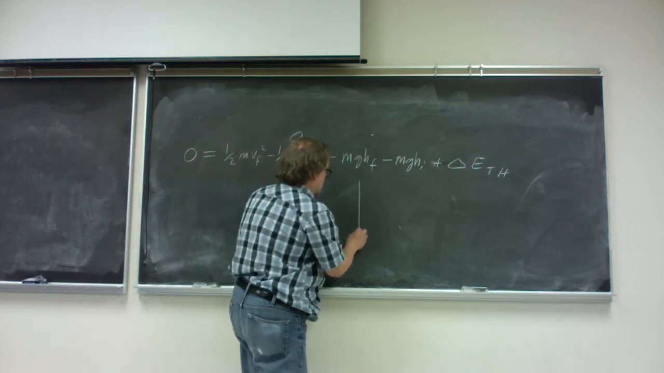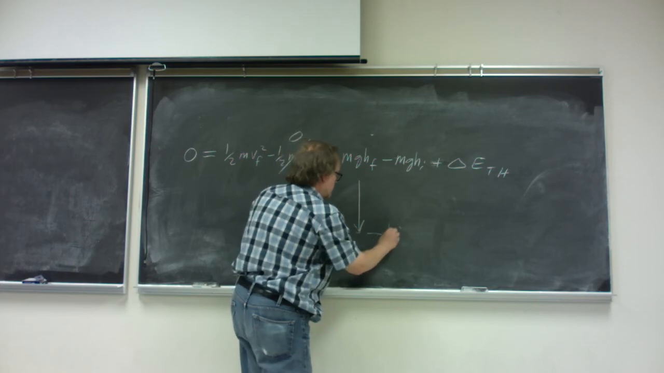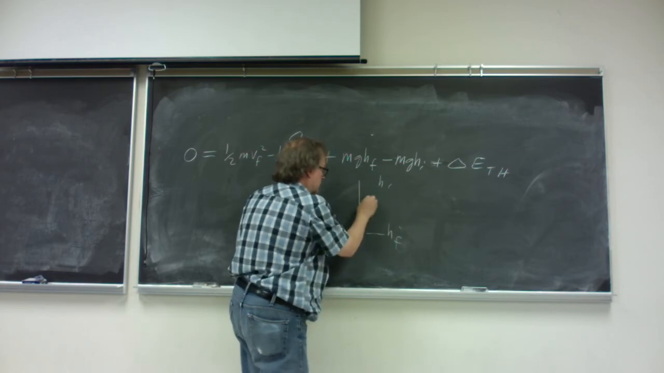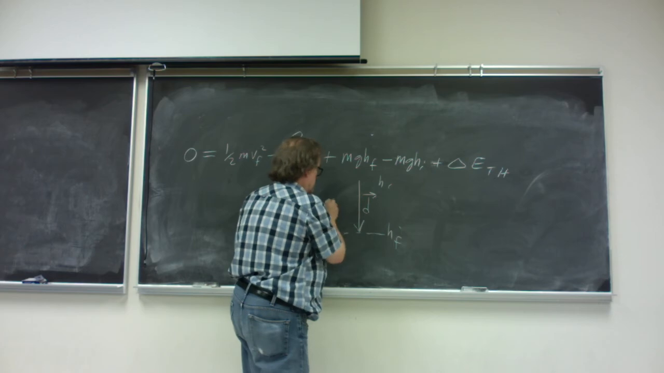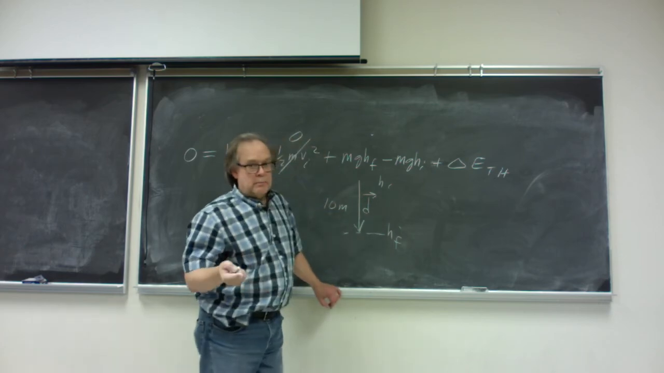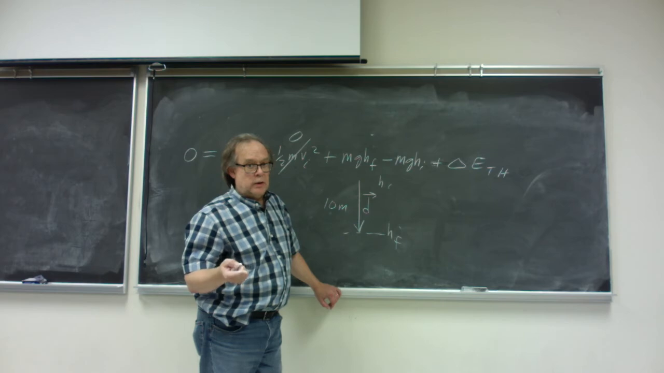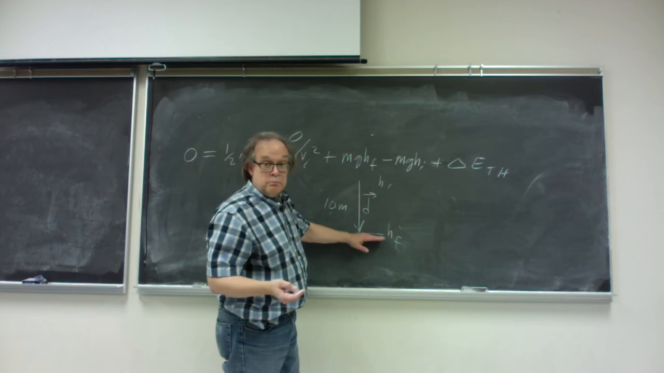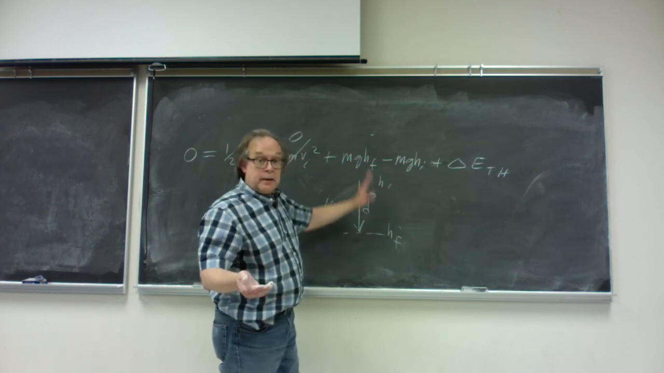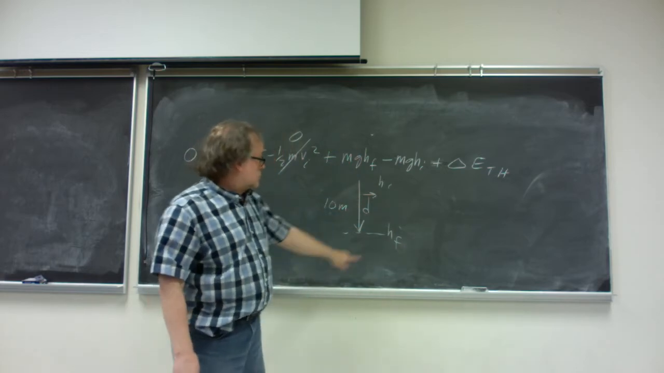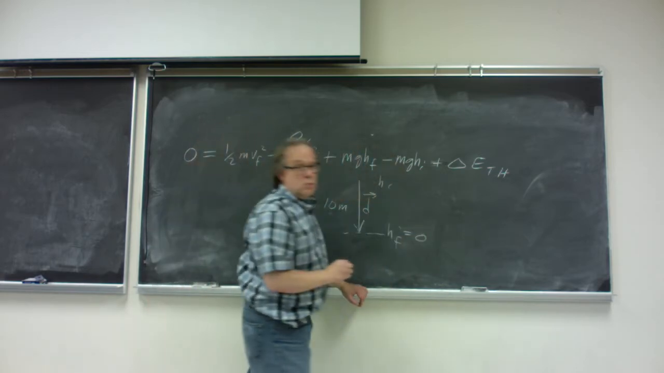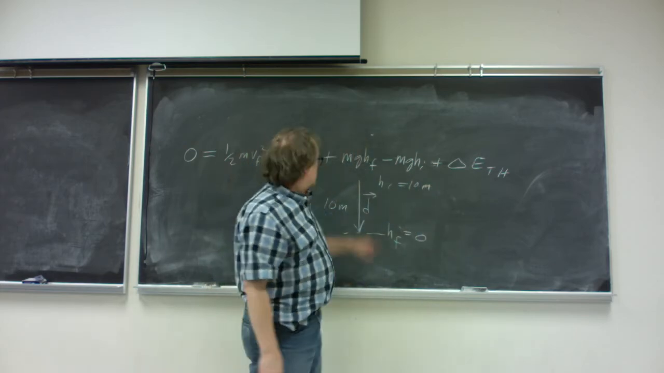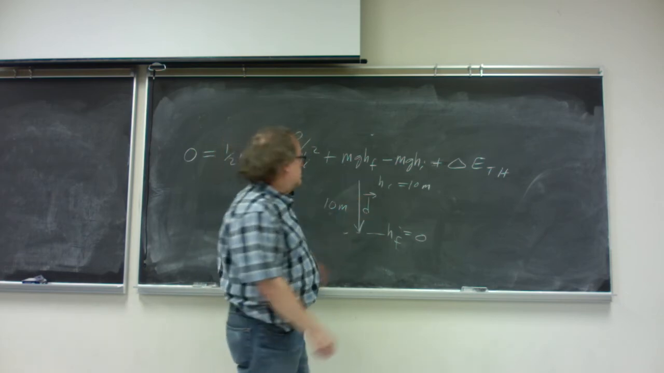The firefighter fell 10 meters. Here's the initial elevation, here's the final elevation, and there's a displacement of 10 meters. Remember, we can put the zero level of elevation anywhere that's convenient, and convenient would seem to be to put 0 here at the bottom and then let the positive direction be up. So the final elevation is 0 and the initial elevation is 10 meters.